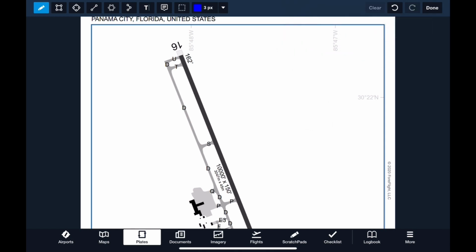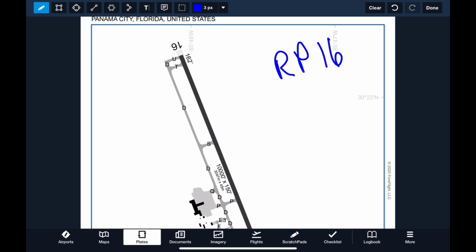So now that we know the difference between a left pattern and a right pattern, which again, by the way, a left pattern is always standard. And it actually tells you on the sectional chart if it's going to be a right pattern. It will show the letters RP for a right pattern for a specific runway. Let's say if runway 16 is right pattern, on the sectional, in the airport information, it would show RP 16. So that tells a pilot if they're flying into Panama City, the traffic pattern there is going to be a right pattern for runway 16.